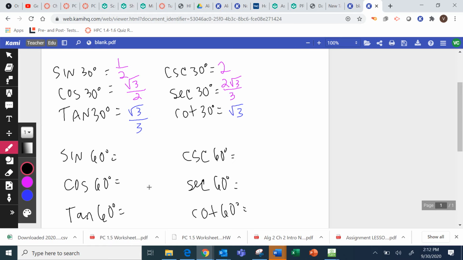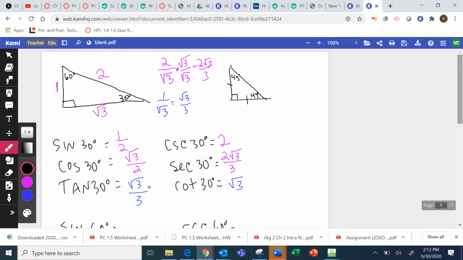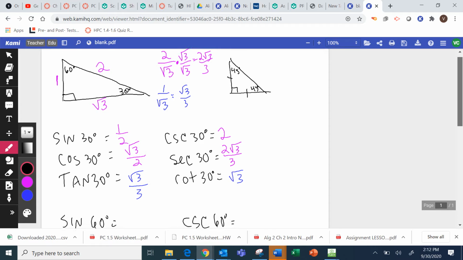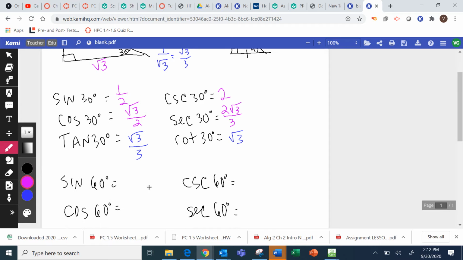It's the other one. So when I do the sine of 60, I do opposite over hypotenuse of 60, I get radical 3 over 2. And when I do cosine of 60, I do adjacent over hypotenuse, I get 1 over 2. So if we look at the sine of 30, the cosine of 30, then we look at the sine of 60 and the cosine of 60, what can we memorize here?